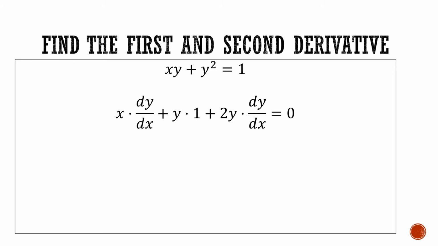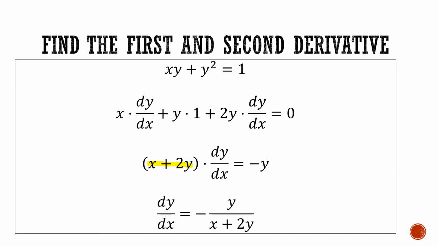From here, I'm going to move everything that doesn't have a dy/dx to the other side of the equation, and I'm going to group everything with the dy/dx, and leave that on the left side of the equation. So once I've done that, I can divide out by the expression in front of the dy/dx, so I can divide out by x plus 2y to get dy/dx by itself. Therefore, my first derivative is negative y over x plus 2y.